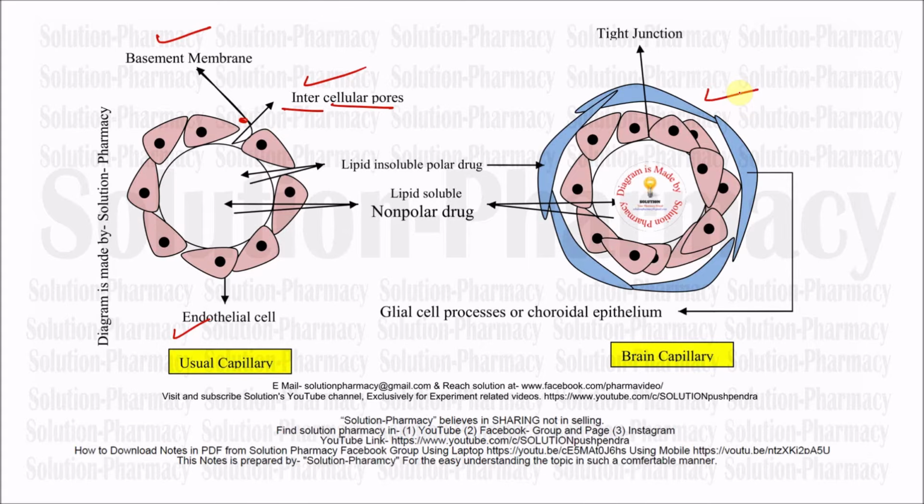And that is the main reason why most drugs cannot pass into the brain. Only a specific, desired, dedicated or designed drug can pass through the highly tight junction of the blood-brain barrier. So this is some limitation regarding the movement of drugs across the cell membrane.